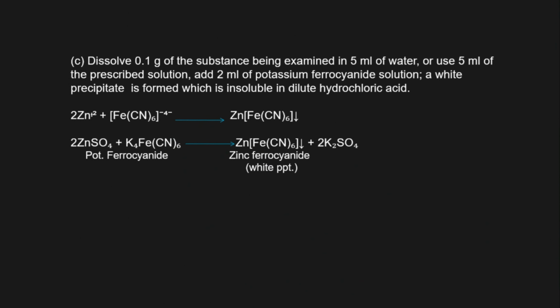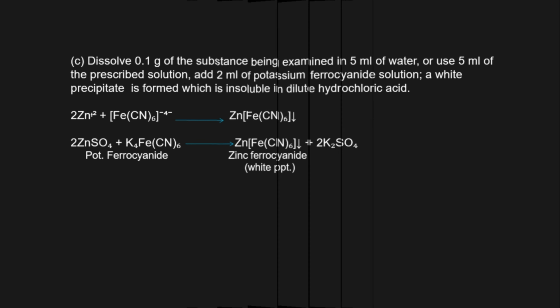The third method for identification of zinc is: dissolve 0.1 gram of substance being examined in 5 ml of water or use 5 ml of the prescribed solution. To this add 2 ml of potassium ferrocyanide solution. A white precipitate is formed, which is insoluble in dilute hydrochloric acid. The reaction for this method is as under. 2 molecules of zinc sulfate react with potassium ferrocyanide, resulting in formation of zinc ferrocyanide, which yields the white precipitate.